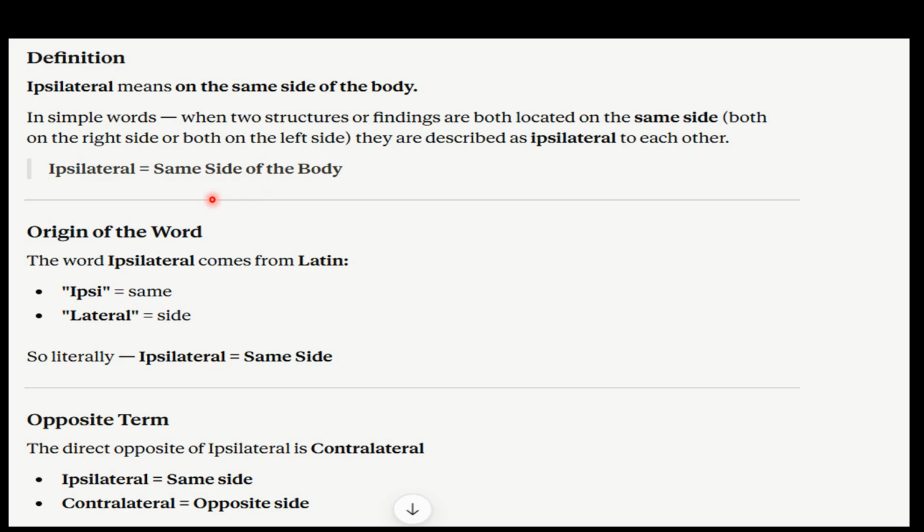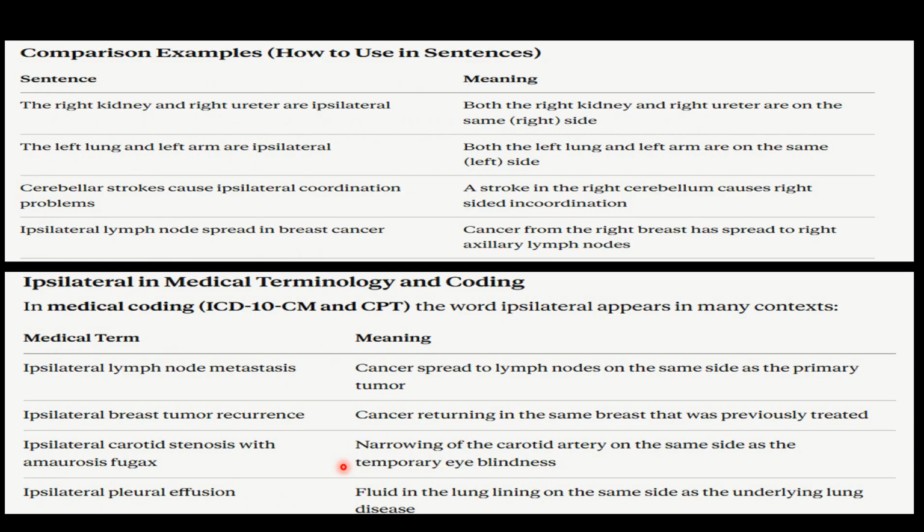Now, what is the origin of this word? How did this word come into the picture? The word ipsilateral comes from Latin, where ipsi means same and lateral means side. So literally, ipsilateral is same side. Similarly, for all terms we learn the opposite term. The direct opposite of ipsilateral is contralateral. So ipsilateral means same side and contralateral means opposite side. Clear? Now let's see some common examples through which we can identify what is ipsilateral.